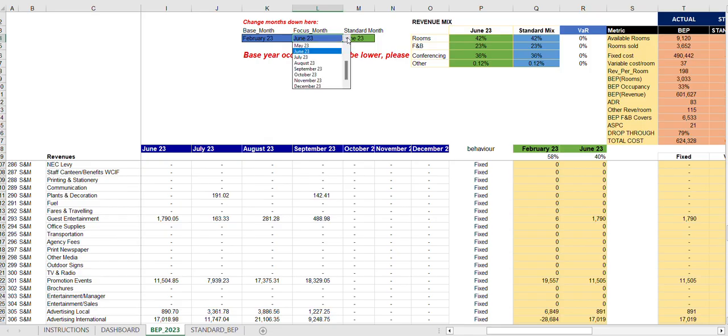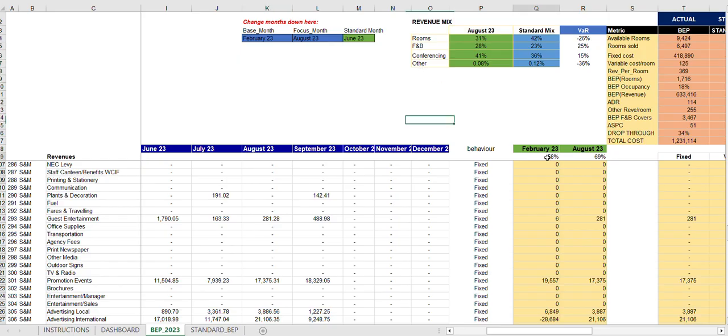So in this case, we are going to change the focus month to August. Then the message goes off. So even if you look here, the occupancy increased. Base month is 58%, and then focus month is 69%. This is the logic that you want.